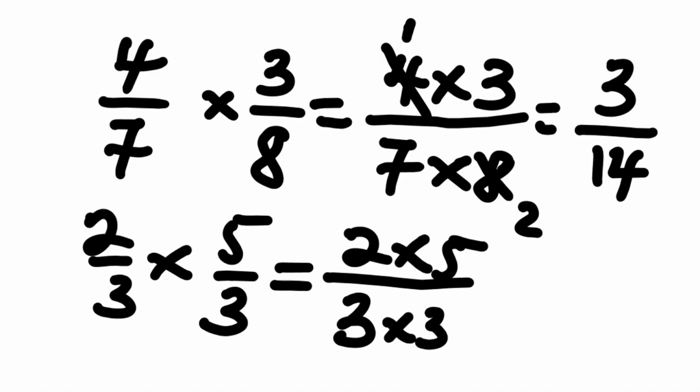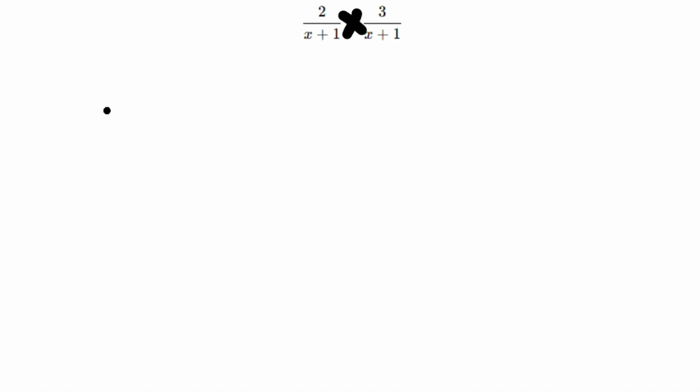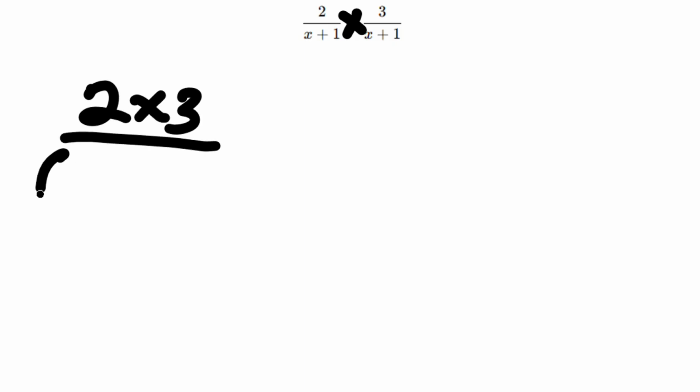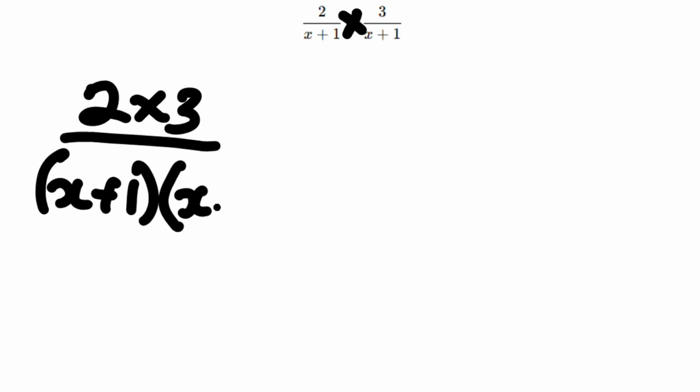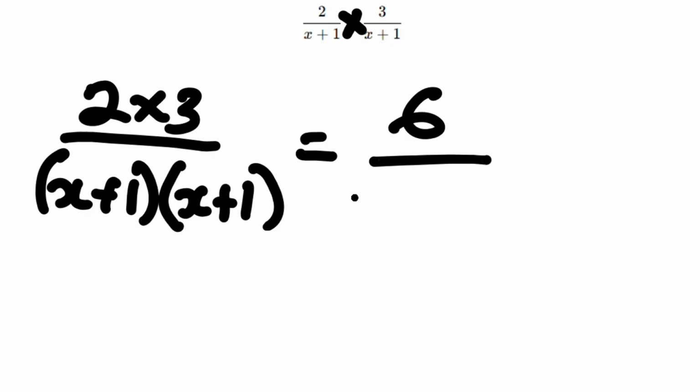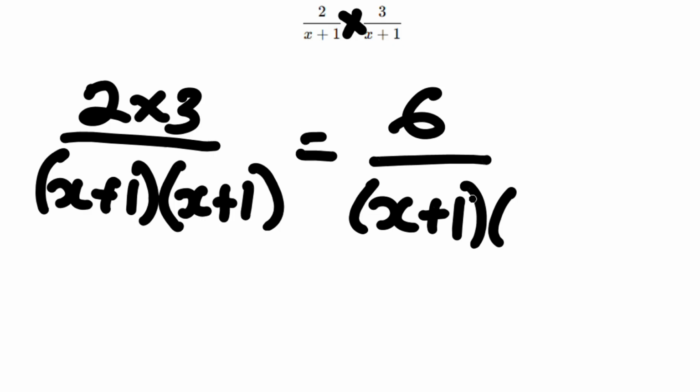So with that, our very first example has the same denominator. You don't care, you just multiply because it's multiplication. The numerator is going to be 2 times 3 all over x plus 1, multiplying the brackets against each other. So the answer will be 6 over s plus 1 multiplying s plus 1, or you can still write it as s plus 1 squared because they are the same.